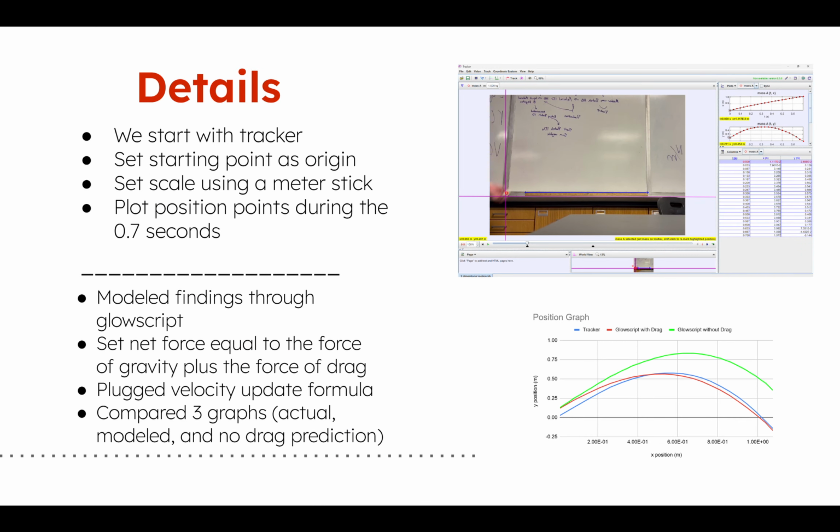The details. We started with Tracker. We set the starting point as the origin, and we set the scale using a meter stick, and we plotted the points during the 0.7 seconds. We then modeled the findings through GlowScript.